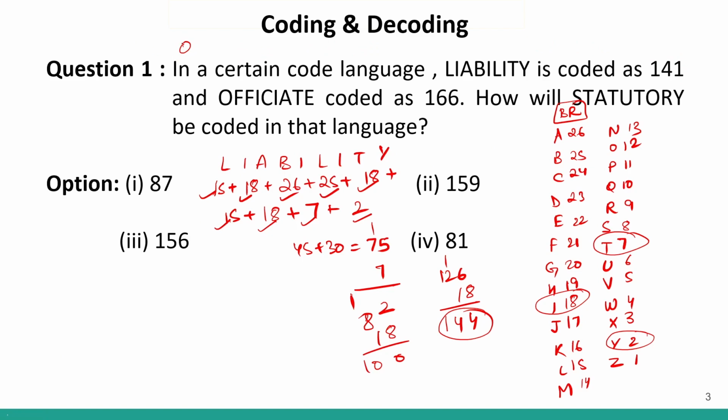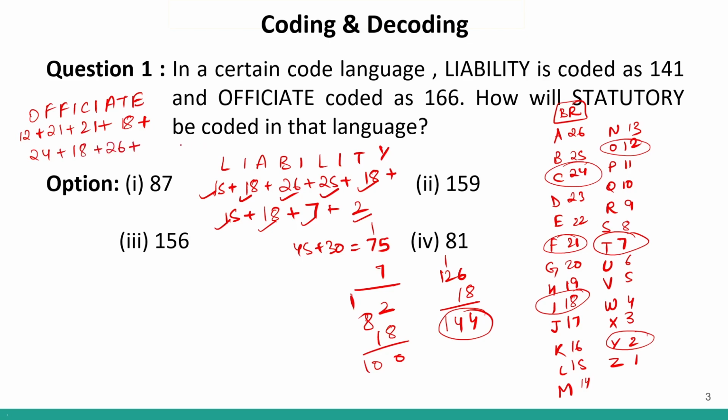For officiate, O is basically how much? O is 12. F is 21, plus 21, plus I is how much? 18. C is 24, then again 18, then 26, then T is 7, and then E is how much? E is 22. So if I find the sum, 18 and 22, this is 40, correct?